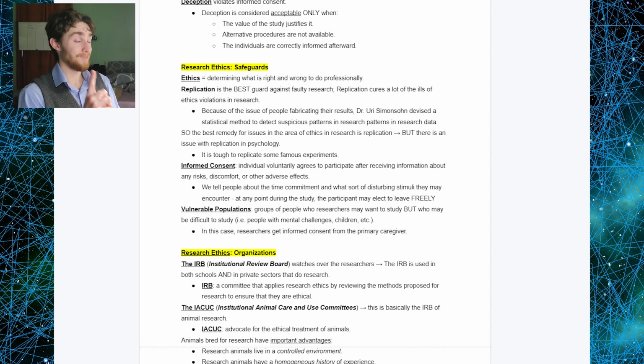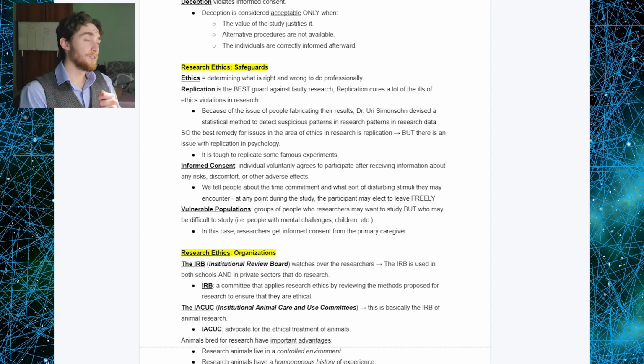However, that being said, there is an issue with replication in psychology. In the field of psychology, we see that it is actually very difficult to replicate a lot of famous experiments. How much can we really rely on them if we cannot replicate them? So that's a big issue.